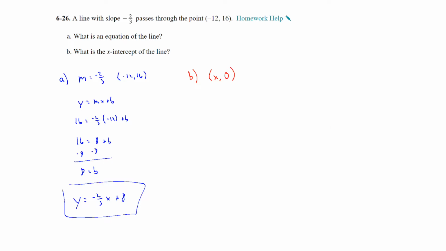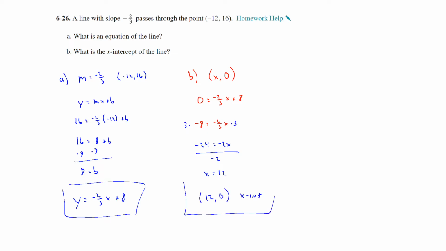We do know that at the x-intercept, the y value is 0, so we can take the equation that we found, plug in 0 for y, and now solve for x. So we'll subtract the 8 to the other side. I'll do this part in 2 steps just to make sure. We're going to multiply both sides by 3. So that's negative 24 equals negative 2x. Divide by negative 2, and x is equal to 12. And we don't want to leave our answer just as x is equal to 12. We want to write it as an ordered pair. It's an intercept where the graph crosses the x-axis. So 12, 0 would be the x-intercept.